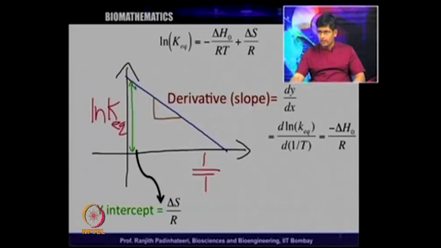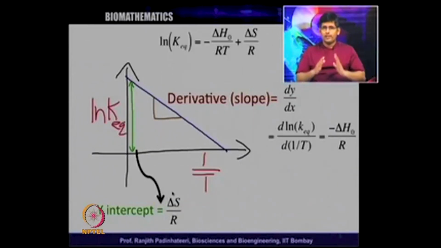And as you can see here, the y intercept, that is the value of y for this particular x axis, the value of y when 1 over T is 0, is basically delta S by R. So, that will give you some idea of entropy also. Since this is a straight line, you can extend it up to the value where 1 over T is 0, and at that point you will get the entropy delta S by R.